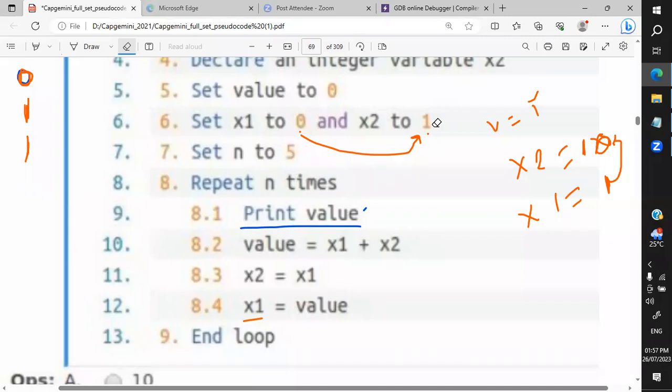I hope by now you would have understood that. If you observe, we are adding 0 plus 1, and first we printed 0, next we printed 1, next we added 0 plus 1 and printed 1. Next we will add 1 plus 1 and we'll print 2. So observe that, you will get it.